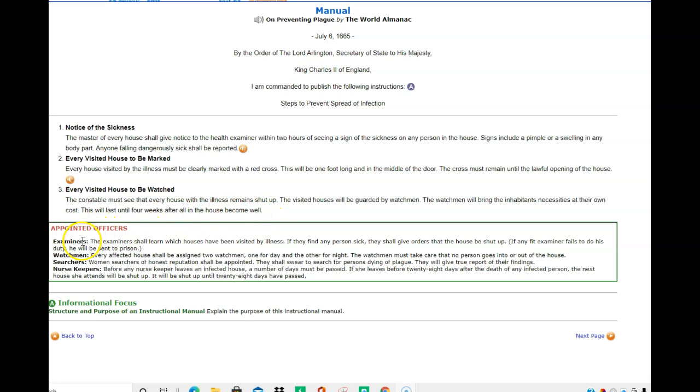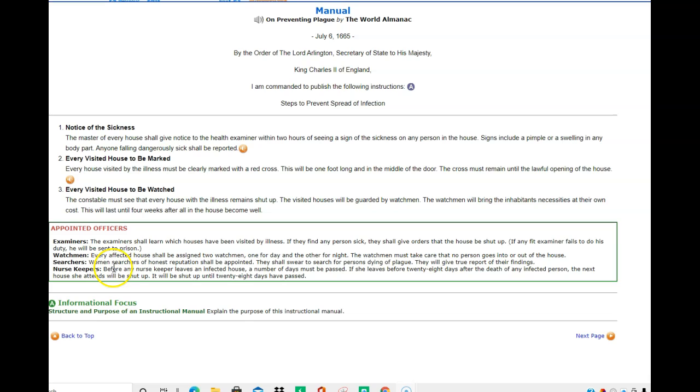Appointed officers. Examiners. The examiner shall learn which houses have been visited by illness. If they find any person sick, they shall give orders that the house be shut up. If any examiner fails to do his duty, he will be sent to prison. Watchmen. Every affected house shall be assigned 2 watchmen, one for day and the other for night. The watchman must take care that no person goes into or out of the house.